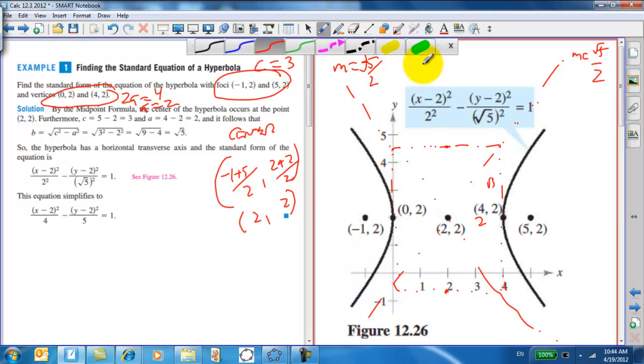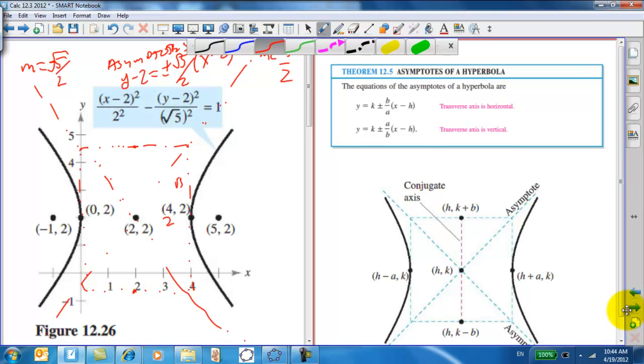And so an easy way to come up with the equation of the asymptotes is just using point slope. They both have to go through the center, so you get y minus 2 equals plus or minus square root of 5 over 2 times x minus 2. Point slope comes in very handy because both asymptotes go through the center. Let me show you this on the next example.